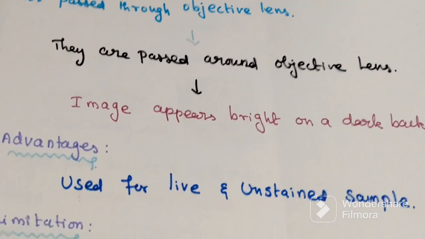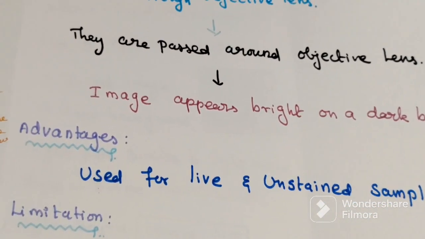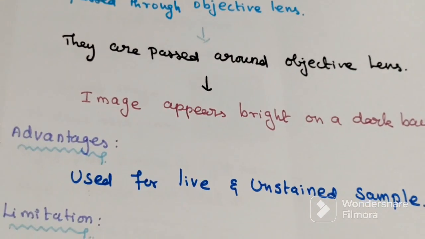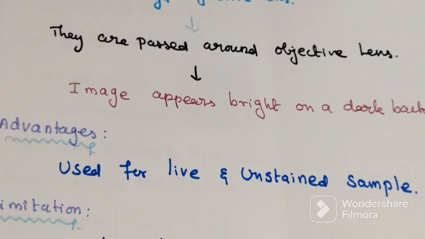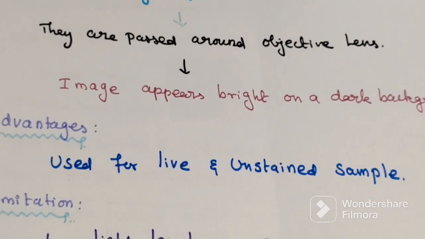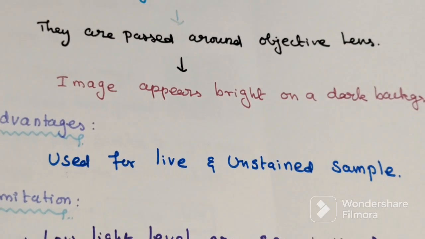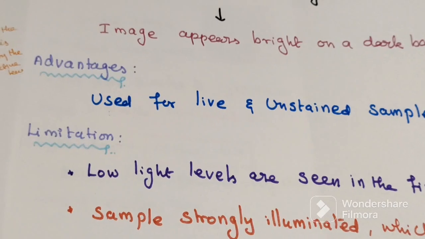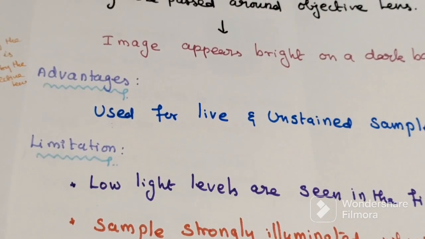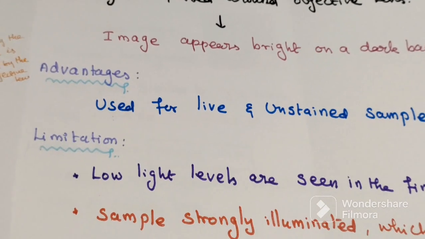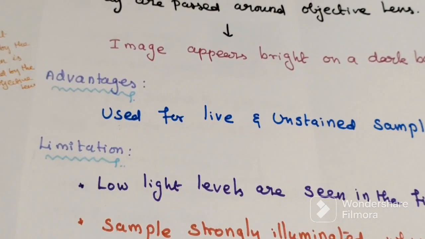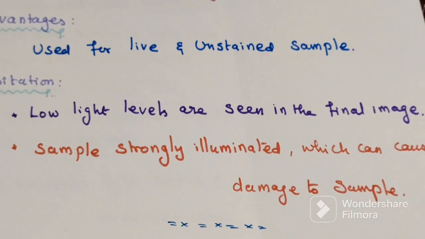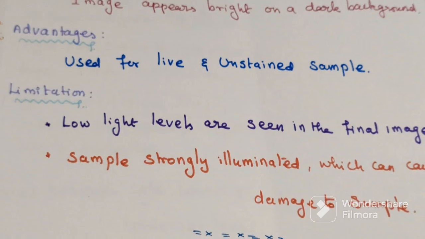What are the advantages of using a dark field microscope? It can be used for live and unstained samples. This is not possible in a bright field microscope. That is the main advantage. Limitations: low light levels are seen in the final image, and the sample must be very strongly illuminated, which can cause damage to the samples. These are the two limitations.